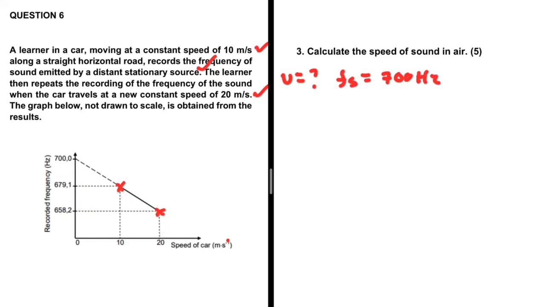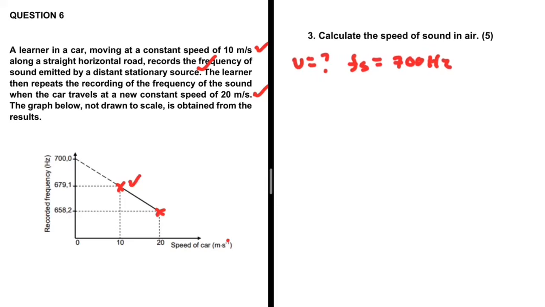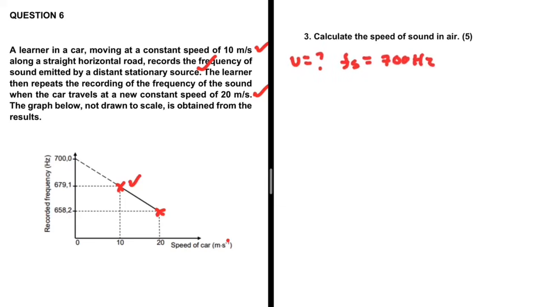Right. So let's use this very first point. If we use that point, then we would have FL being equal to 679.1 hertz. That is the observed frequency. And the speed of the car, so that is VL, because it is the listener that is moving in a car, right? So VL will be 10 meters per second. And then Vs is equal to 0. We know that our source is stationary.